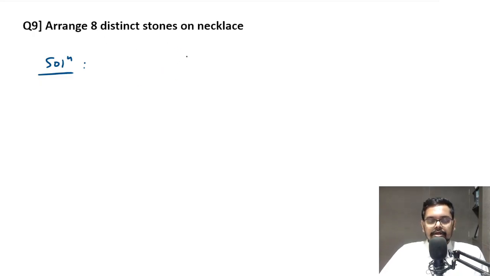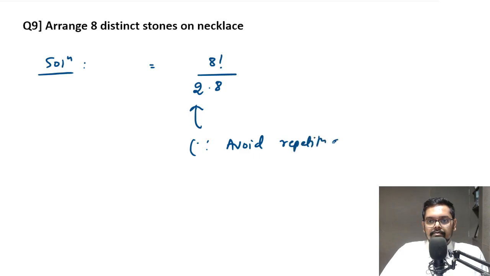So 8 distinct stones, circular arrangement, 8 factorial by 8, but remember that 2. Why is this 2 there in the denominator? Just to avoid repetition. I hope this keyword is pretty much clear, right? So that is the answer: 8 factorial by 2 into 8, which is nothing but 7 factorial by 2. Okay, you can write it in this way.